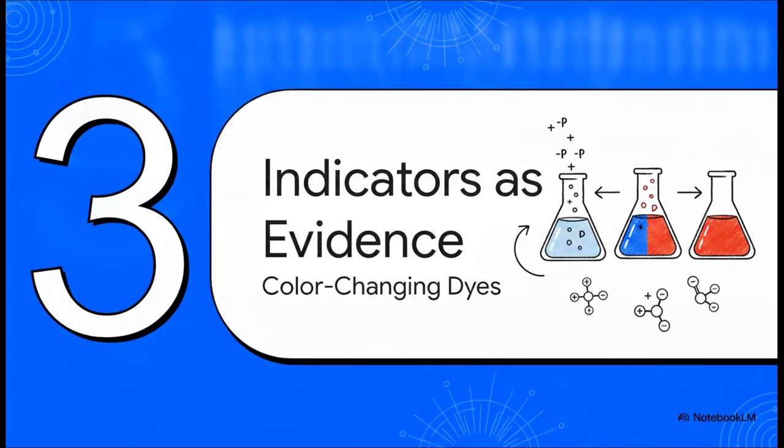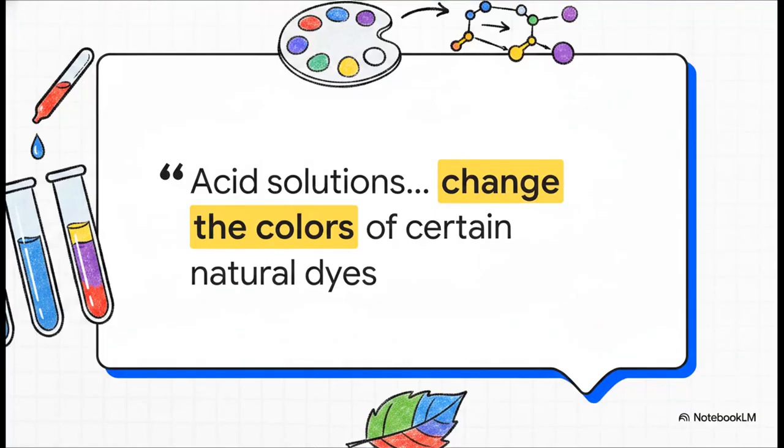Let's jump into Section 3, indicators as chemical evidence. Since we know for sure we aren't tasting anything, how do we safely gather evidence of an invisible proton exchange? Check out this observation from Robert Boyle way back in 1680. He noticed that acid solutions could actually change the colors of certain natural dyes. This was a massive game changer for chemistry. It finally gave scientists a safe, highly visual tool to identify dangerous chemicals without ever putting themselves at risk.